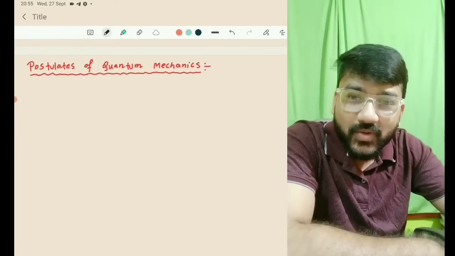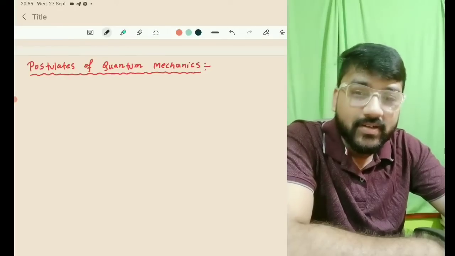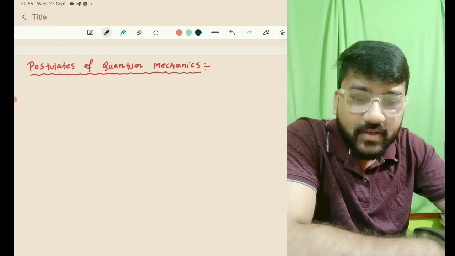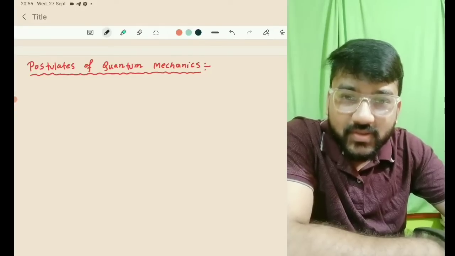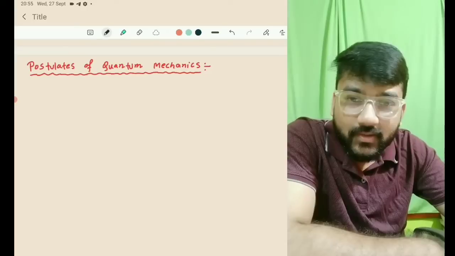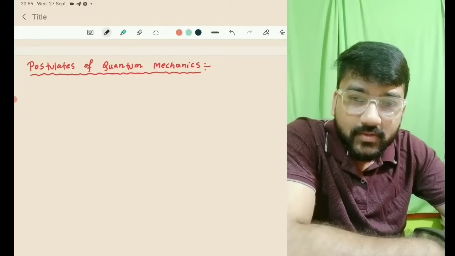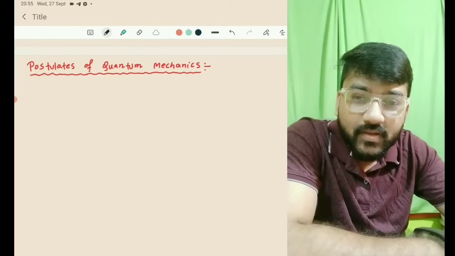We are in a lecture series of quantum mechanics, and as you know, we have finished our mathematical tools of quantum mechanics, and now we will move to the most important part of this section, that is postulates of quantum mechanics. And the whole quantum mechanics is based on 5 postulates, so we will discuss one by one.